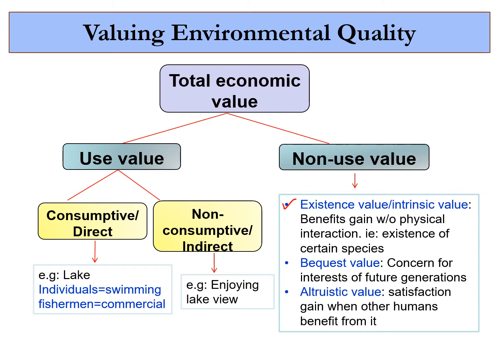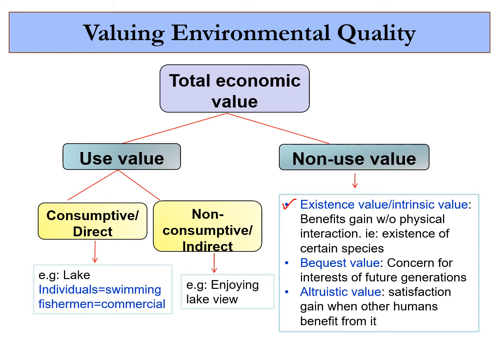So some people will feel happy by knowing that there are different types of species of flora and fauna in the Great Barrier Reef with different colors. So we feel happy by knowing the existence of these species. Okay, so the next one, we call it bequest value.